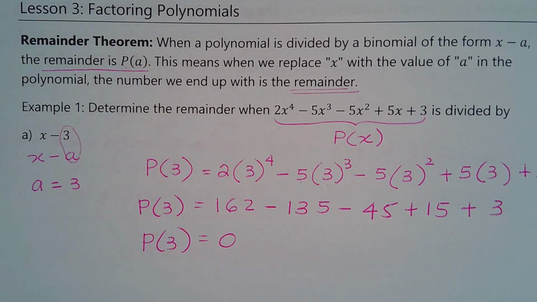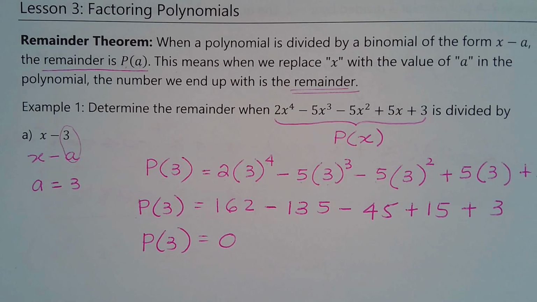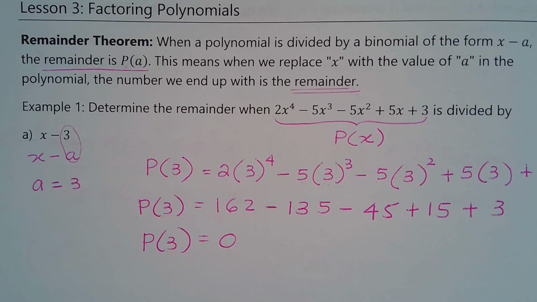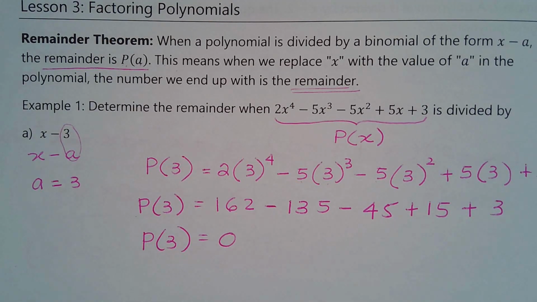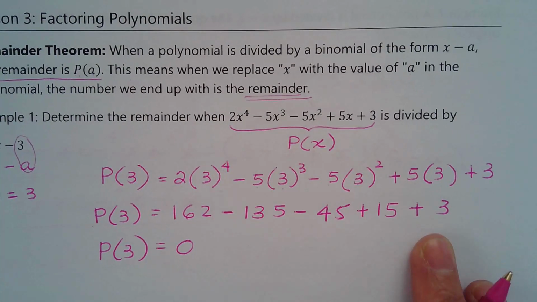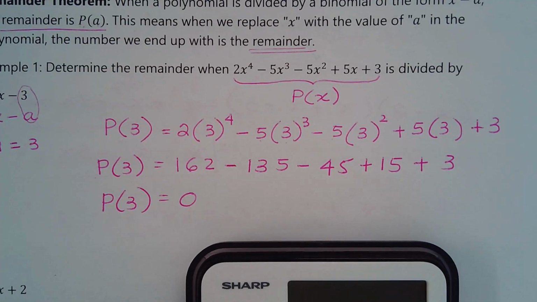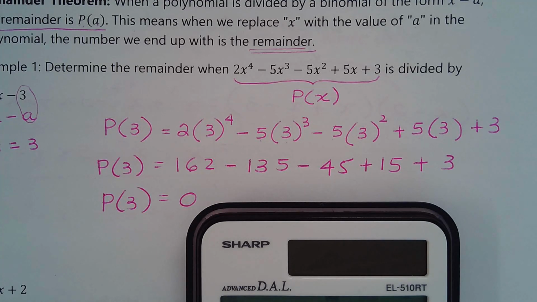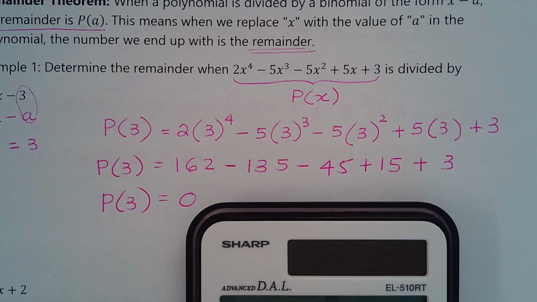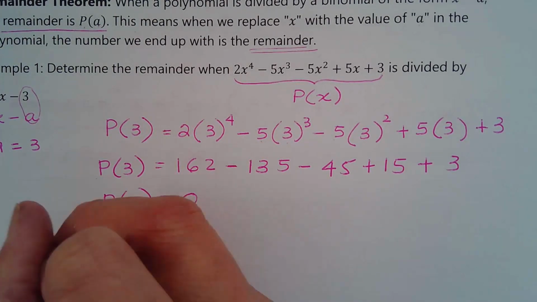Let's try it again. 162 minus 135 minus 45 plus 15 plus 3. I got a 0. We didn't add the 3. 162 minus 135 minus 45 plus 15 plus 3. 0. Okay? So therefore, the remainder is 0.